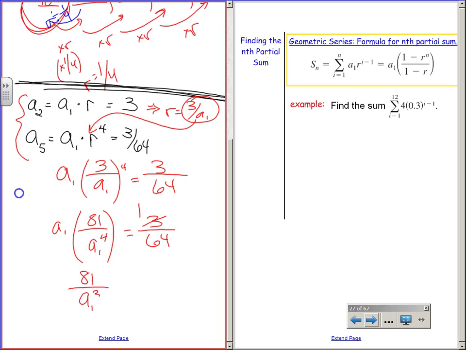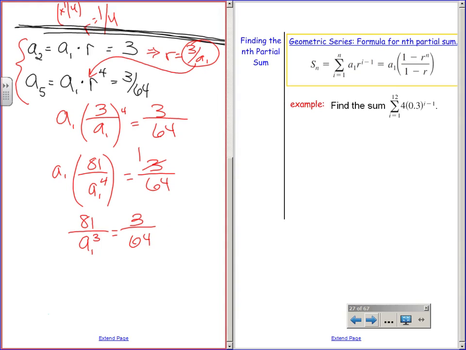81 over a1 cubed. There we go. Whoa, that's nice.